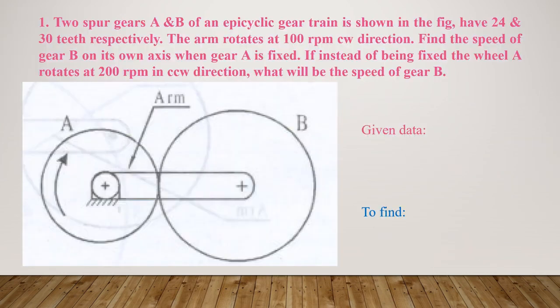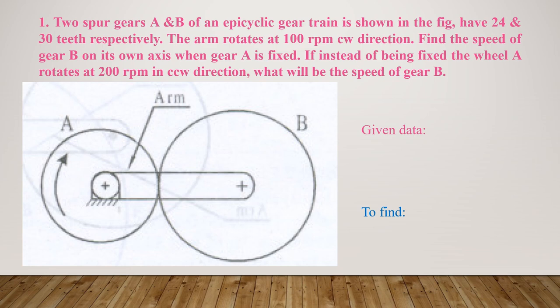We will see the first problem related to gear trains. Two spur gears A and B of an epicyclic gear train shown in the figure have 24 and 30 teeth respectively. The arm rotates at 100 rpm clockwise. Find the speed of gear B on its own axis when gear A is fixed. Then, instead of being fixed, the wheel A rotates at 200 rpm in the counterclockwise direction. What will be the speed of gear B?